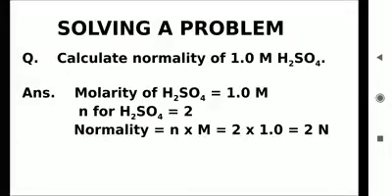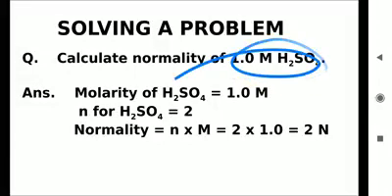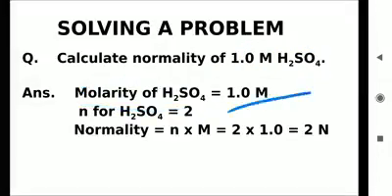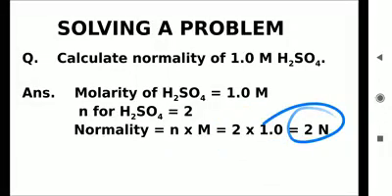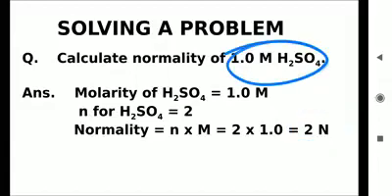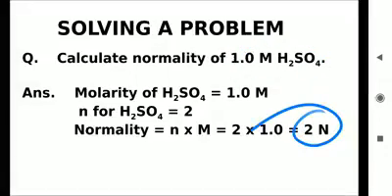Now another question of normality: calculate the normality of 1M H2SO4. So molarity of H2SO4 is given as 1M, but n for H2SO4 is 2 because there are two replaceable hydrogens. If we dissolve this acid in aqueous solution, it will give 2 hydrogen ions. So n is 2. So normality will be equal to n into M, which is equal to 2 into 1. So it will come out to be 2N. So normality of 1M H2SO4 will come out to be 2N, right?